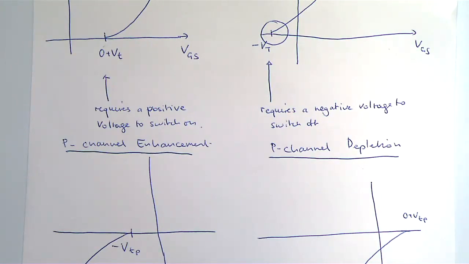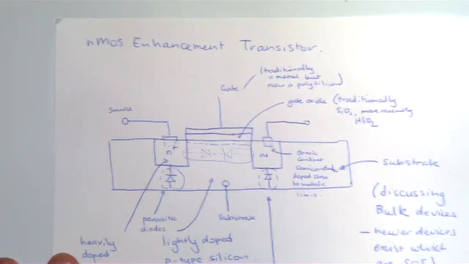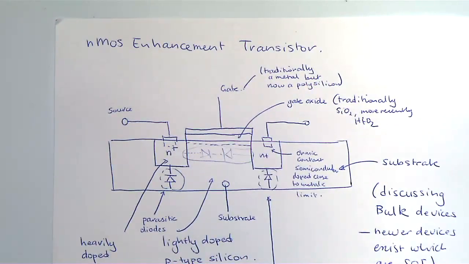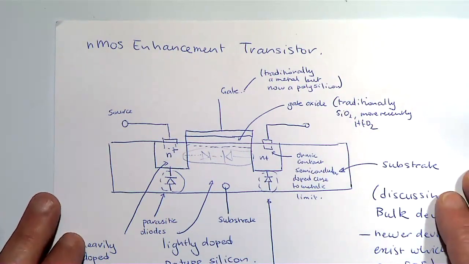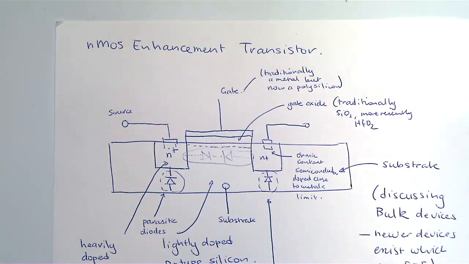P-channel enhancement type devices. Now, let's look at the structure of a transistor, right? So what does a real transistor look like? Okay, now, has anyone seen or know how transistors are built? Like, for example, when you're looking at one of these chips in one of these devices, has anyone seen what the structure looks like?